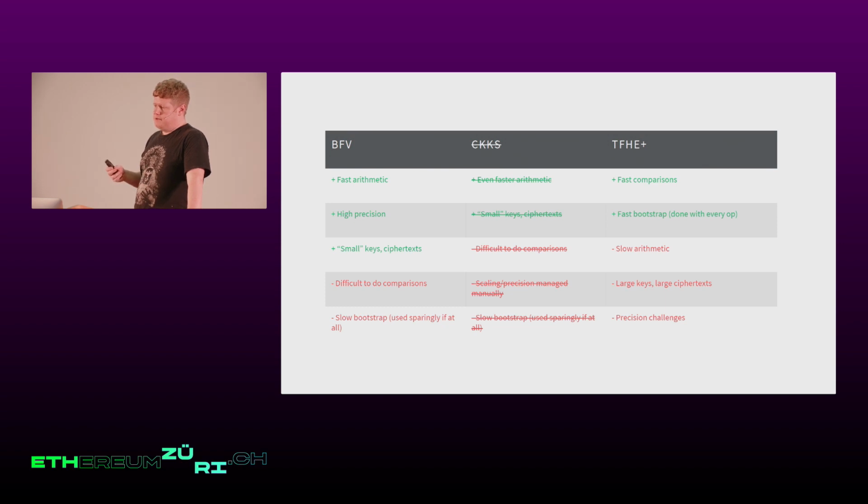Unfortunately, there's issues with precision. So if you want to use 32-bit integers or something of approximately that size, your arithmetic is going to be kind of slow and performance will be affected. So you also have fairly large keys, and you can have large ciphertexts if you use TFHE.